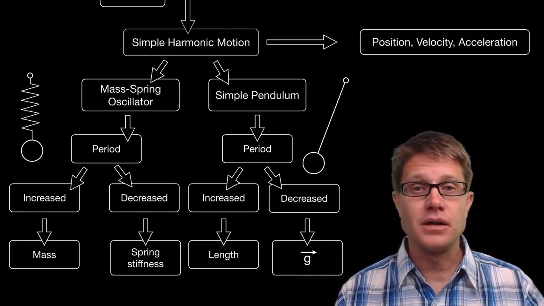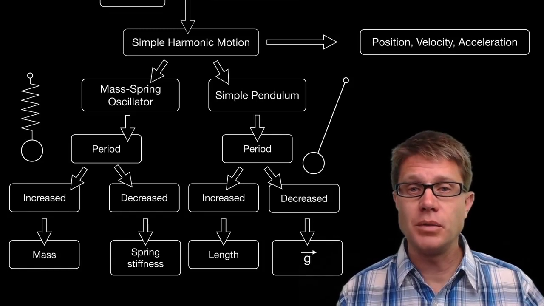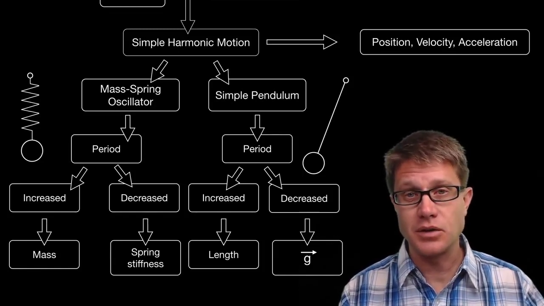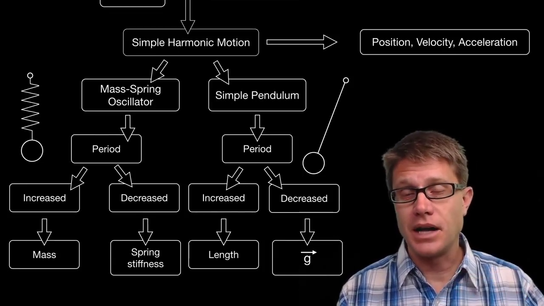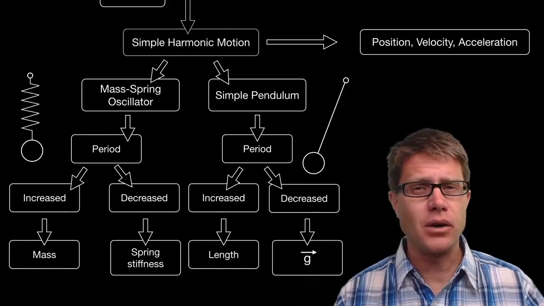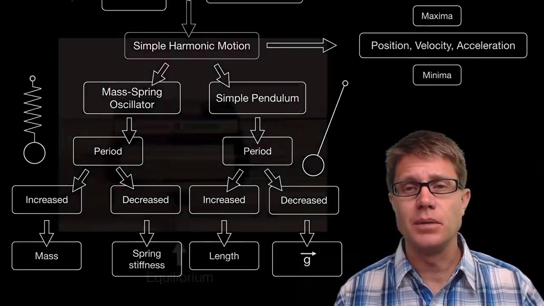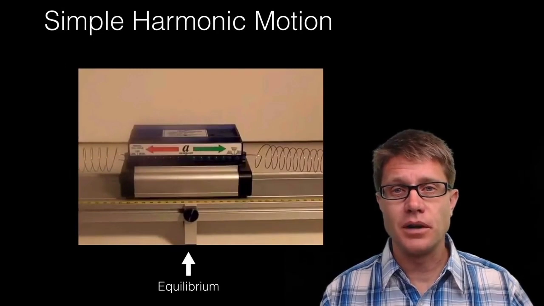And so with both of these forms of simple harmonic motion, you should be able to identify the position of the object at any time, its relative velocity and acceleration, and figure out when these are at a maximum and when they're at a minimum. And so let's look at some simple harmonic motion.